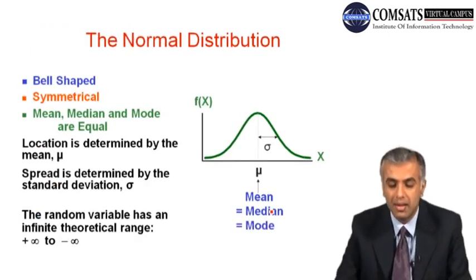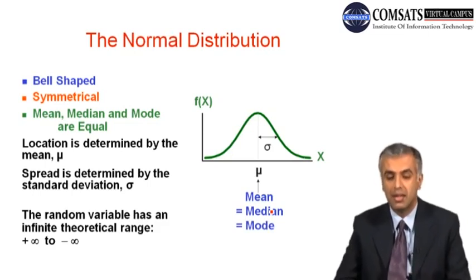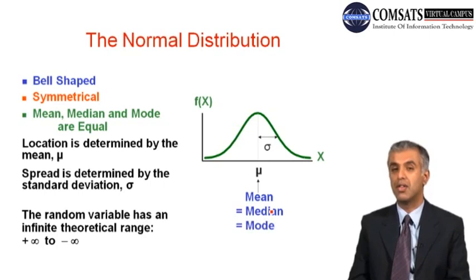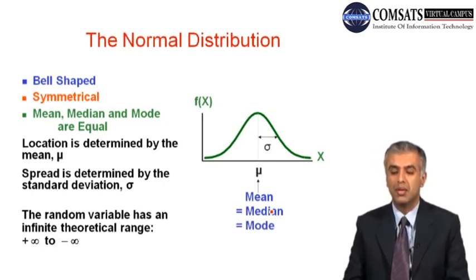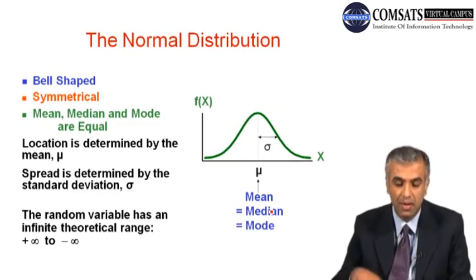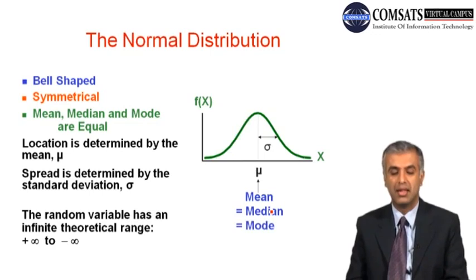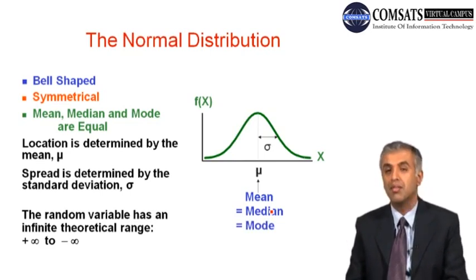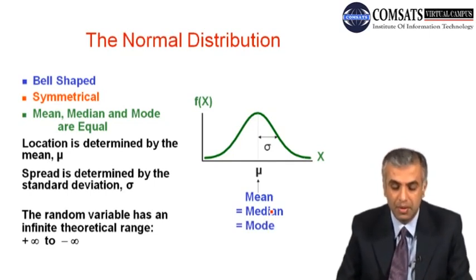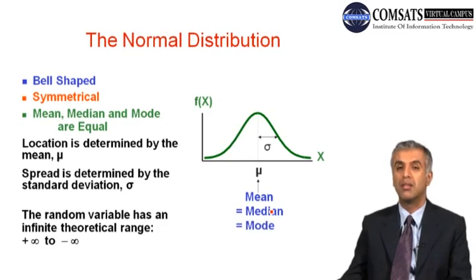Coming to the next part, the normal distribution comprises a bell-shaped curve, and it is symmetrical. Being symmetrical, its mean, mode and median are equal, but this is the ideal state, not the realistic state. Then the location is determined by the mean, mu, which is the location of the central value. The spread of the data is determined by the standard deviation, which is denoted by sigma. The random variable has an infinite theoretical range. So it is evident that the normal distribution is of great importance and we cannot just ignore it.